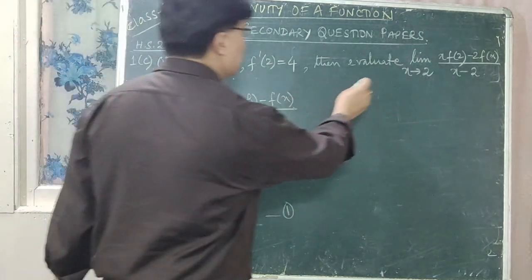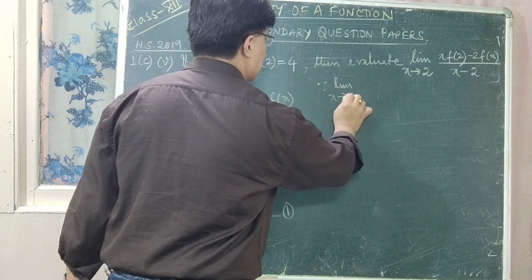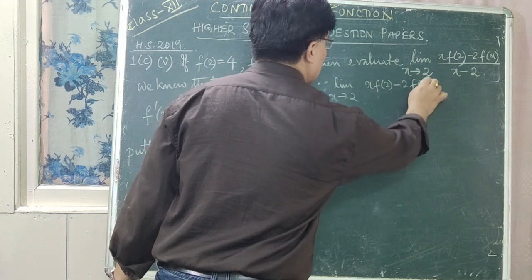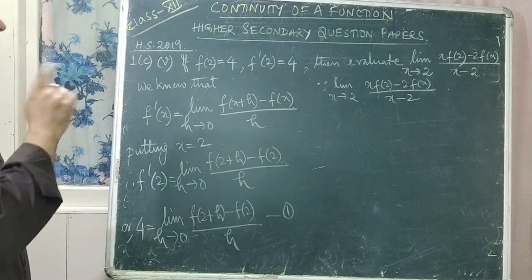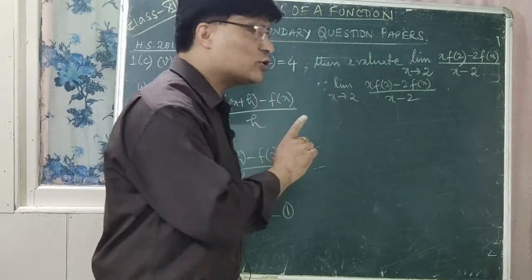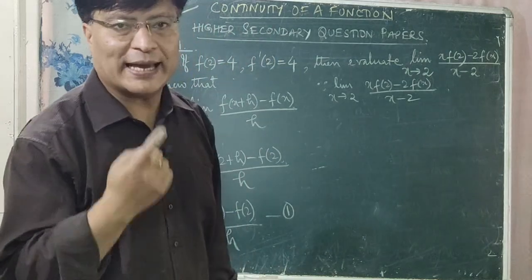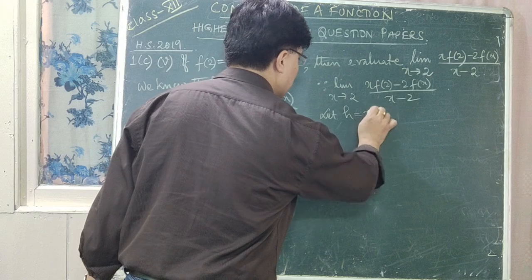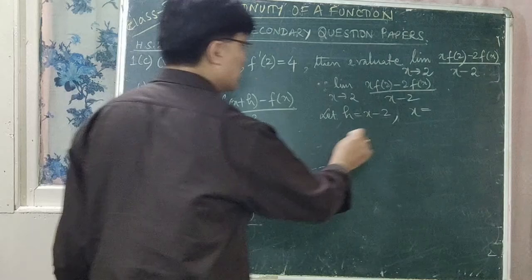Now what is the given limit out here? Limit x tends to 2 x f of 2 minus twice f of x whole divided by x minus 2. So let us evaluate this limit. Let us do the method of substitution here also. This x minus 2 can be assumed as h. So let us assume h is equal to x minus 2. Let us get the value for x. What is the value for x? X is equal to, what is here?